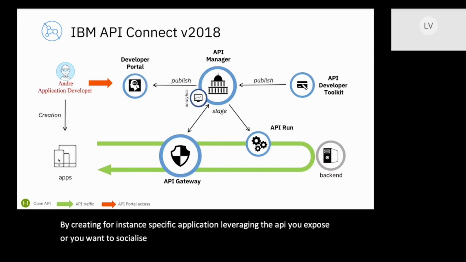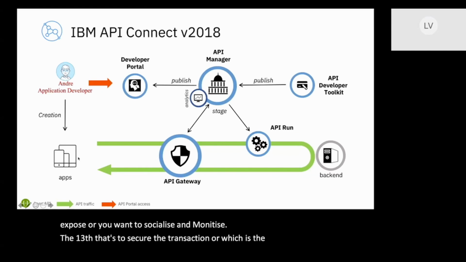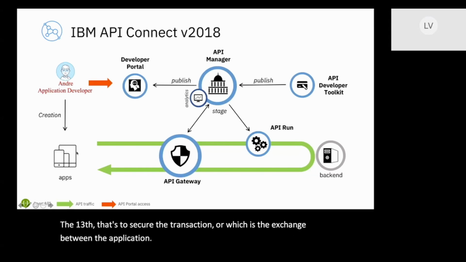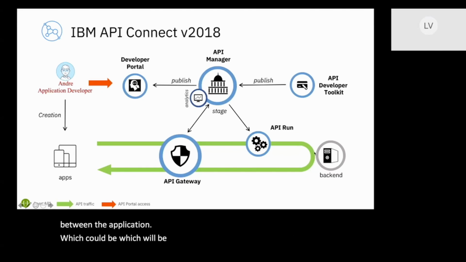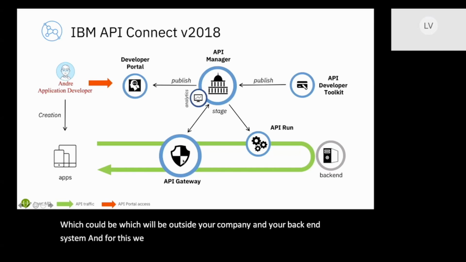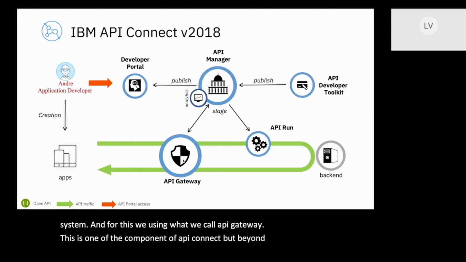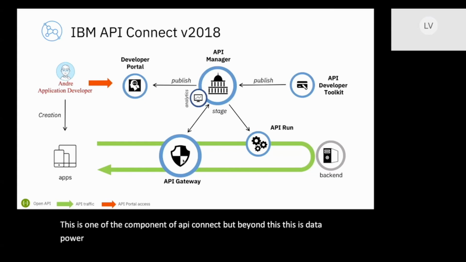The first thing is to secure the transaction, or I would say the exchange, between the application, which will be outside your company, and your backend system. And for this, we're using what we call the API Gateway. This is one of the components of API Connect. But behind this is DataPower. And DataPower is a component to secure your exchange.